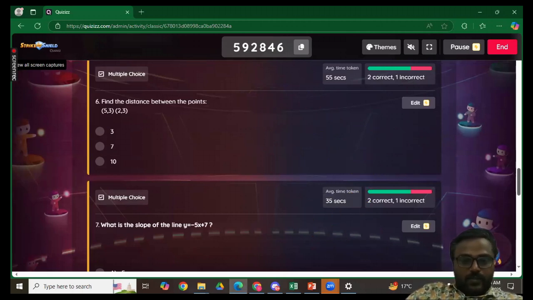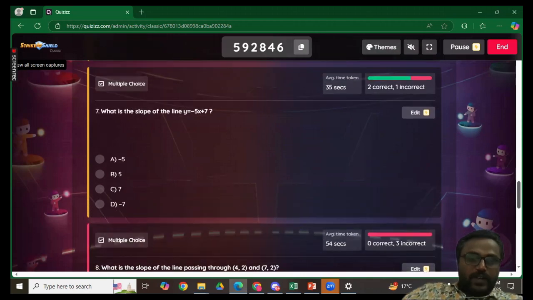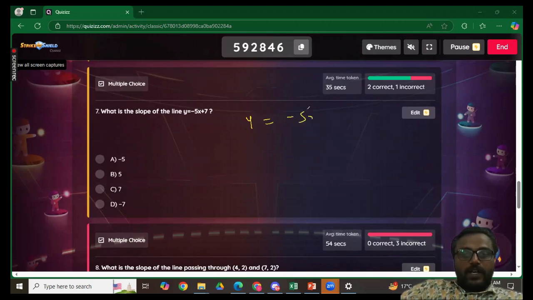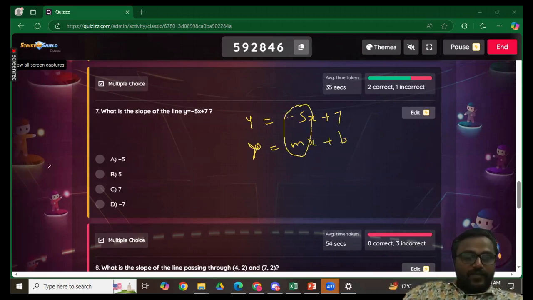So this one is easy peasy lemon squeezy. What is the slope of the line over here? The line is y equals negative 5x plus 7. We just need to equate it to y equals mx plus b, where m is equal to negative 5. So the slope is negative 5 for this case.